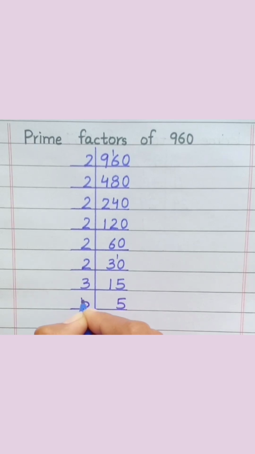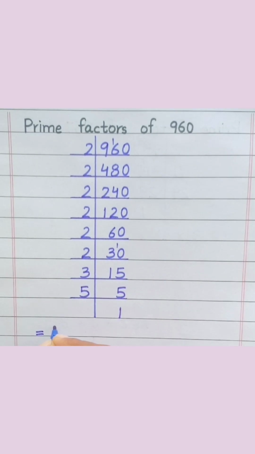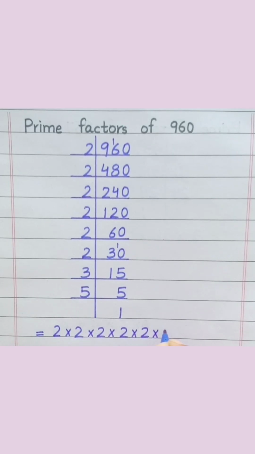5 1s are 5. 960 equals 2 multiply 2 multiply 2 multiply 2 multiply 2 multiply 2 multiply 3 multiply 5.